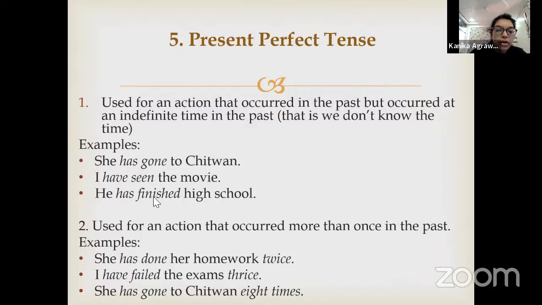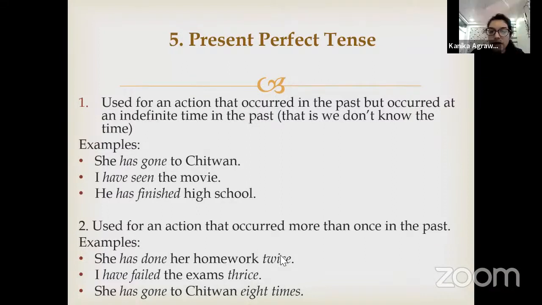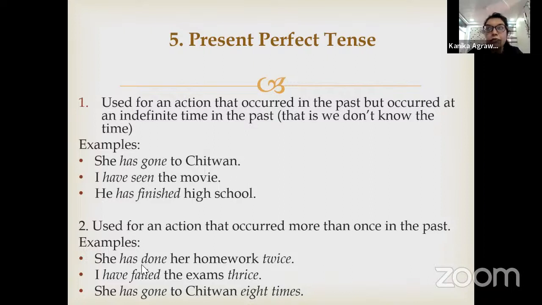In the second rule also, you will be using have, has, okay. But then you will be using twice, thrice, 8 times also. If twice, thrice, 8 times, have, has done, have failed, has gone, this thing is there in the question, it means that it is present perfect tense. If it would have been had, that would be, what do we say that? That would have been past perfect.